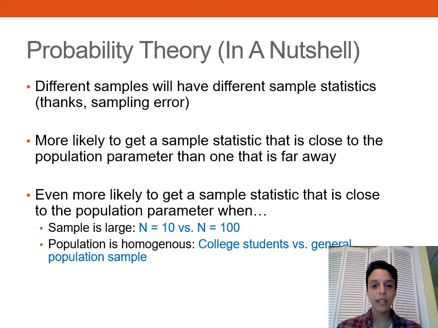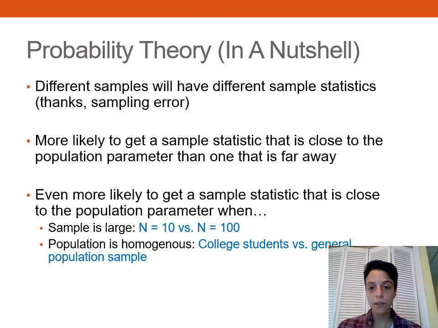It's also more likely to get sample statistics that are close to the population parameters when the population is homogeneous. So with this one, I use the example of the M&Ms on the last slide. Another example would be if you were surveying college students versus a general population sample. It's more likely that if you surveyed college students who are similar to each other, often in terms of age and level of education and background, than if you were to sample a general population sample. So just anybody out there, with any sort of age, education level or background.